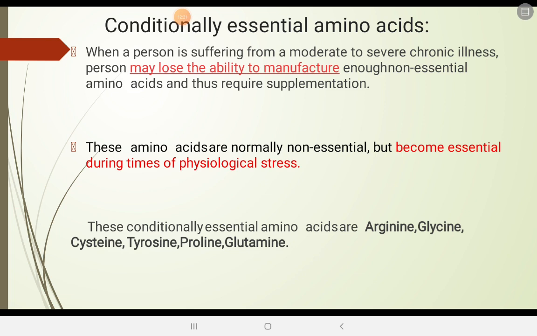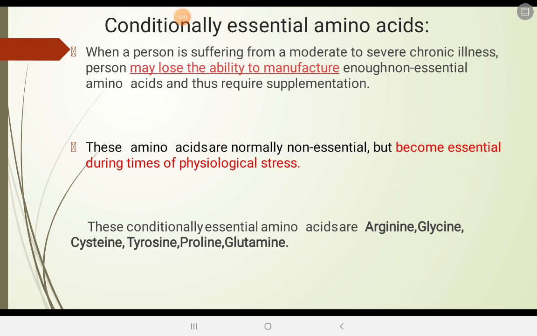Conditionally essential amino acids. What is meant by conditionally essential amino acids? When a person is suffering from a moderate to severe chronic illness, the person may lose the ability to manufacture enough non-essential amino acids and thus require supplementation. Chronic illness is a long duration illness. Examples are tuberculosis and malignancies. These are the chronic illnesses.